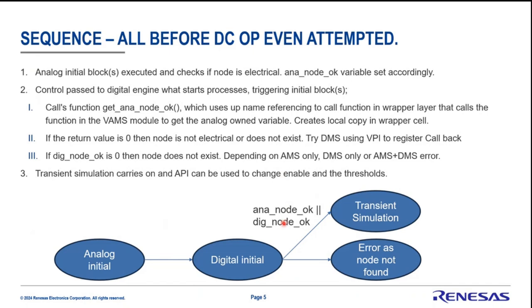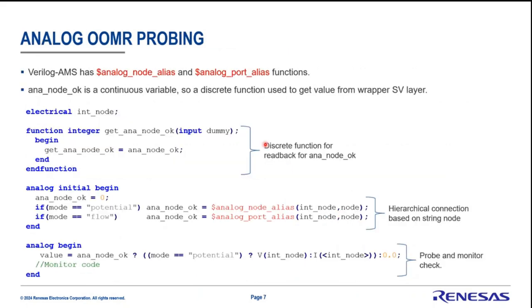Assuming one of them does go high, then you can start your transient sim. So within Verilog AMS, we have $analog node alias and $analog port alias functions. These are called within the analog initial begin. So what happens here is we've got an internal electrical node called int node. The analog initial begin sets analogue OK equal to 0. Then depending on the mode, it will call one of the functions.